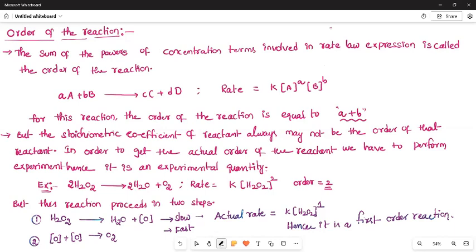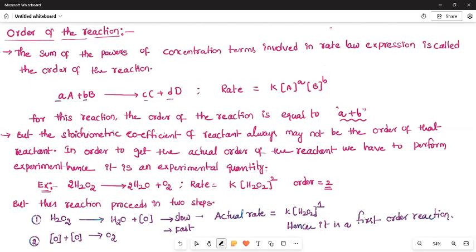Actually, this is one hypothetical reaction: a A plus b B gives c C plus d D. So this small a, small b, small c, and small d are the stoichiometric coefficients. Therefore, if you go by the rate expression, rate is equal to rate constant into concentration of A raised to a, concentration of B raised to b.